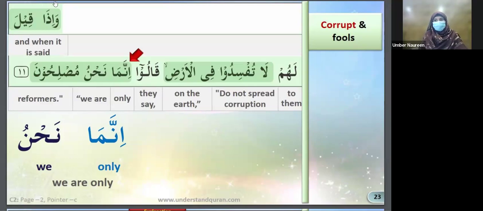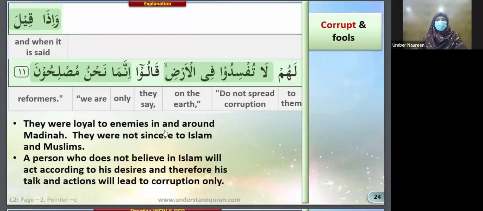We have studied that it changes the meaning of madi into mudare. So here the meaning of qalu is "they say", just due to this: innama, only, nahnu, we, muslihun, reformers. So they were loyal to their enemies. Who were loyal? The munafiqeen, around Medina, were very loyal to them. What changes the meaning? This, after the wa, is going to change the meaning of qalu.